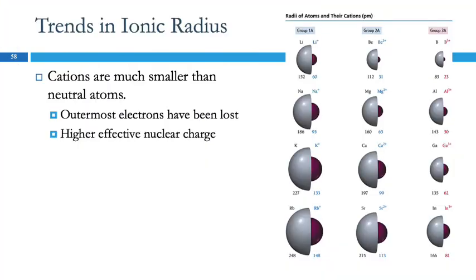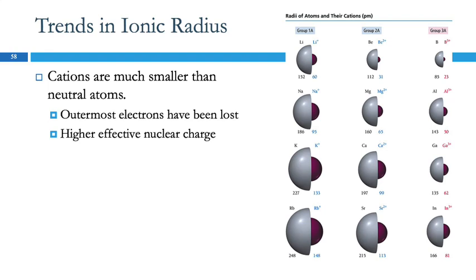So what about the sizes of those ions? Well, cations are much smaller than neutral atoms, like a lot smaller. Here is lithium, radius 152, lithium ion is 60. It's less than half as big. You compare all of these, and there's about a 2-fold decrease in size.